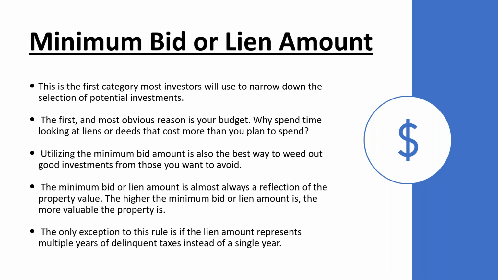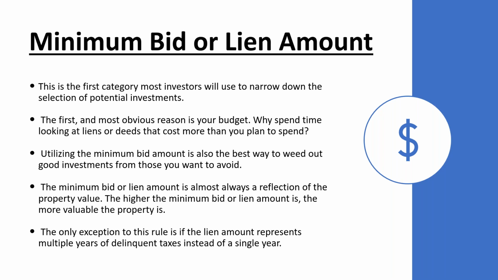For the most part, they should be equal across the board, where property values are reflected by that minimum bid amount. The only exception, where property value isn't reflective of the minimum bid or lien amount, is if you get some situation where you have more than a single year's worth of taxes owed. Yeah, that's a good point.